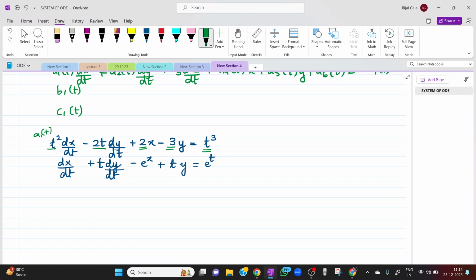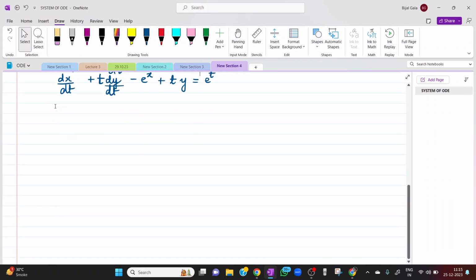Now, the general form is a little difficult to use to solve our equations, and hence we come to something called a normal form, which is used to solve our equations. So what is the normal form of our equations?